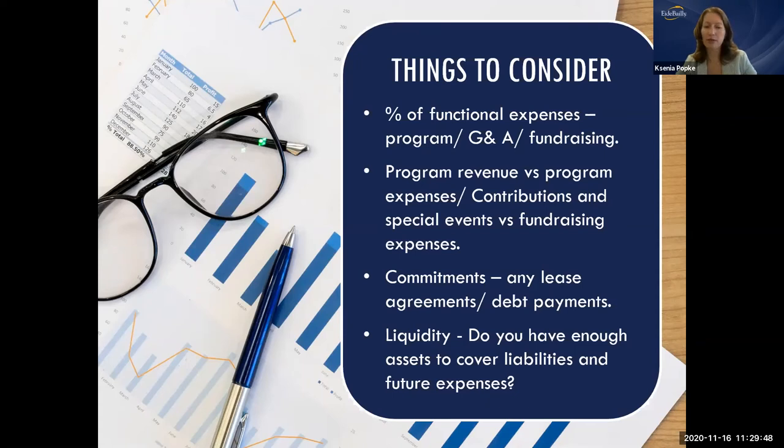A couple other points here on the slide I'm not going to spend as much time on, but commitments. You could see if you have lease payments or interest expense from your statement of functional expenses and question whether or not there are long-term commitments that your organization needs to comply with. And then on liquidity, for example, you could calculate the monthly churn of your expenses. So if you are a $12 million organization and your typical expenses run at $1 million a month, how much cash do you have on hand to cover those expenses?